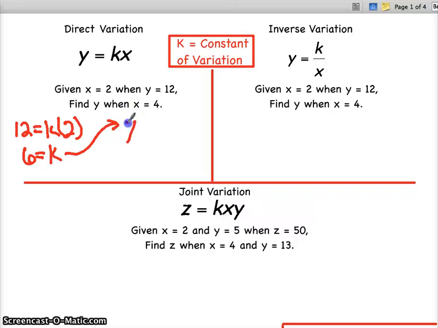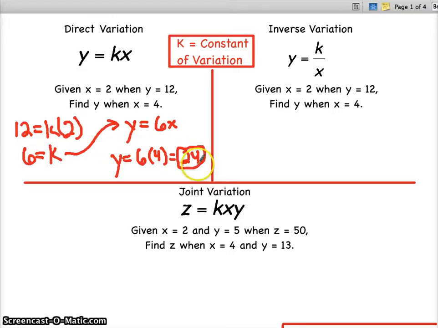The second is actually just writing a model. So now that we know that k equals 6, y equals 6 times x is our model. And then we can go do the last part of the equation, find y when x equals 4. So y will be equal to 6 times 4, or basically a final answer of 24.